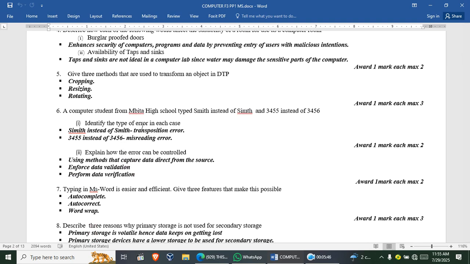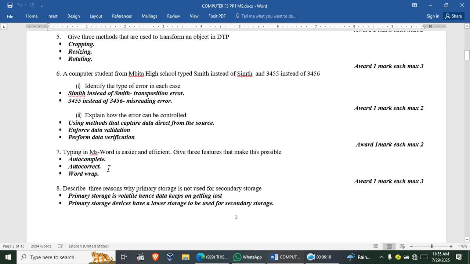Explain how error can be controlled. That is the errors above. Number 1 is using methods that can capture data directly from the source. We have methods like digital camera or scanning. This eradicates the need of revising your work. Enforce data validation. This is where only data that meet a certain criteria is allowed as input. Then data verification. Now this is going through the work that you have already accepted to see whether there are some errors.